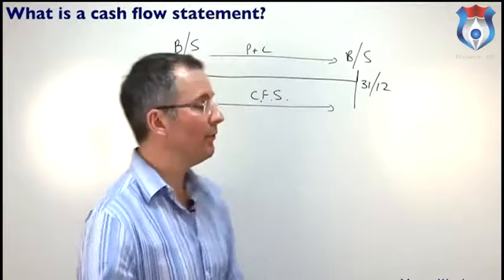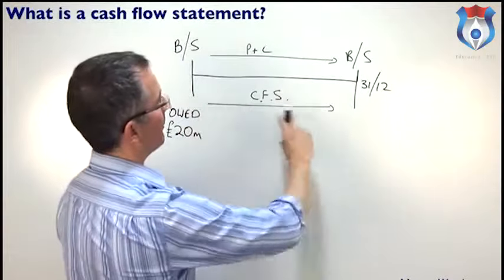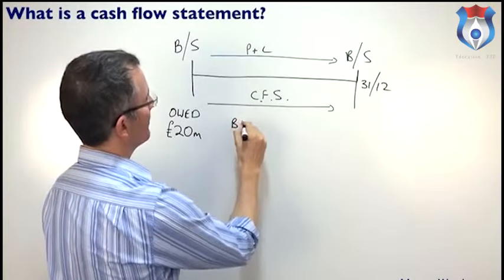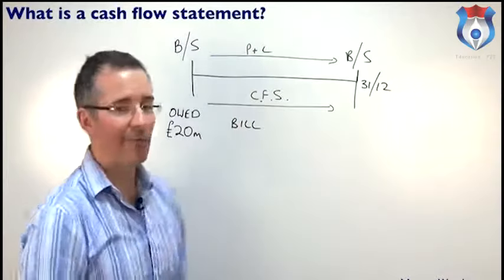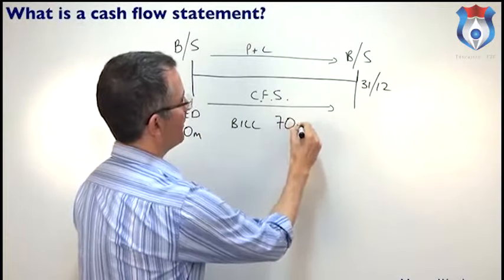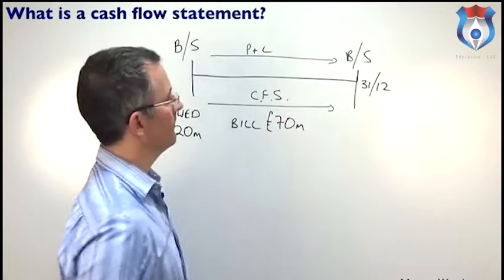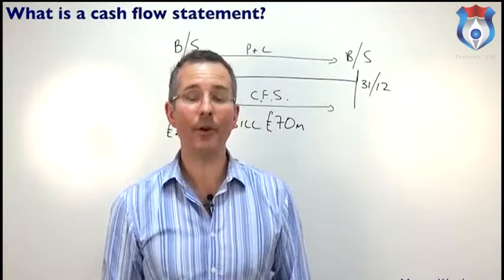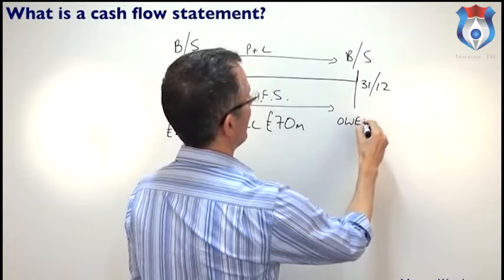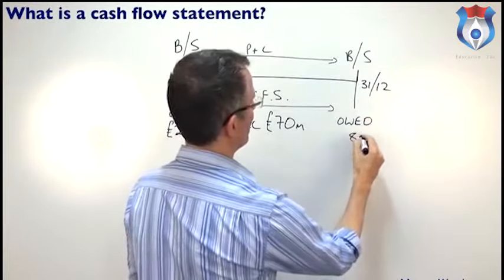Well, let's say during the next 12 months, you bill your customers a further 70 million for work you've done. So that at the end of the 12-month period, you are now owed 80 million.